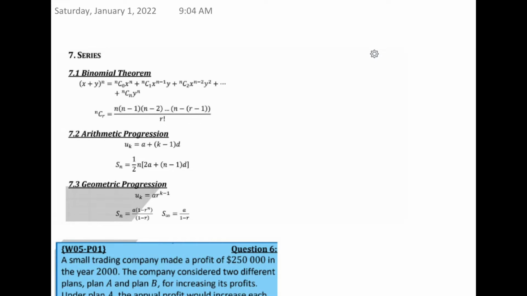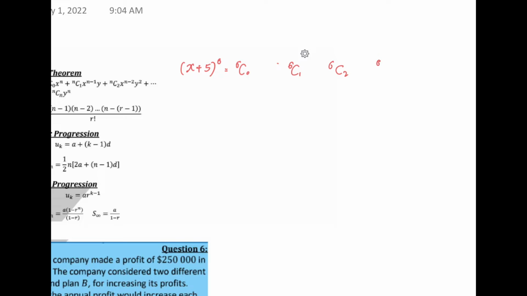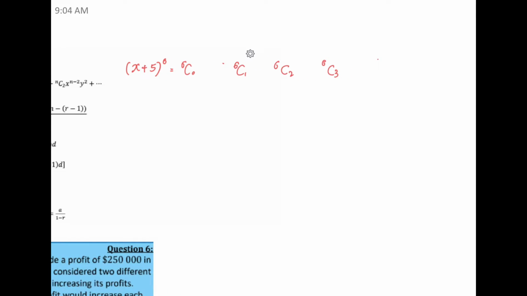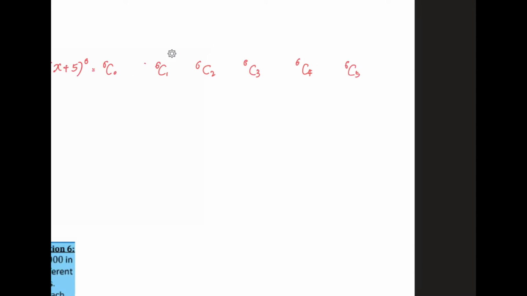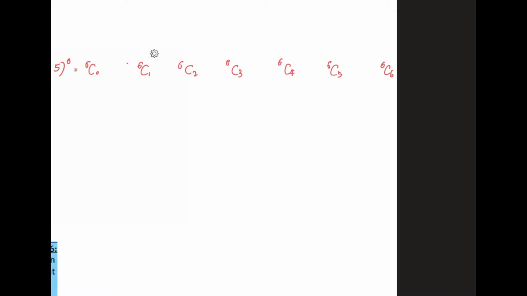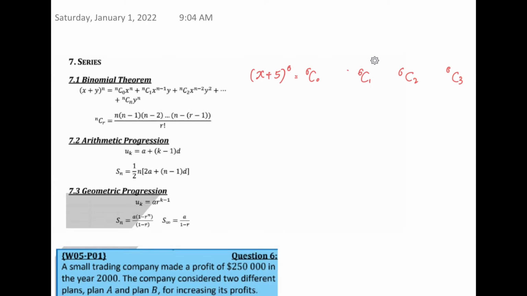For example, let's say I have (x plus 5) to the power of 6. The coefficients are 6C0, 6C1, 6C2, then 6C3, 6C4, 6C5, and 6C6. That is the coefficient alone.